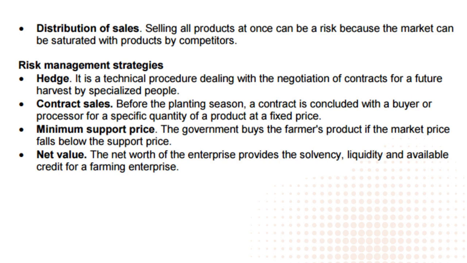Hedge. It is a technical procedure dealing with the negotiation of contracts for a future harvest by specialized people. Contract sales. Before the planting season, a contract is concluded with a buyer or processor for a specific quantity of a product at a fixed price. Minimum support price. The government buys the farmer's product if the market price falls below the support price. Net value. The net worth of the enterprise provides the solvency, liquidity, and available credit for a farming enterprise.